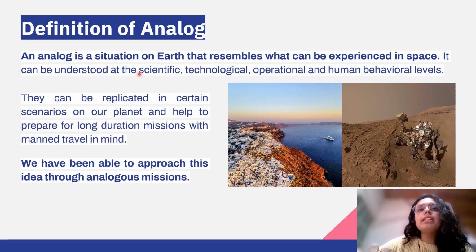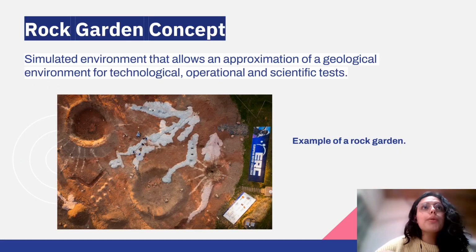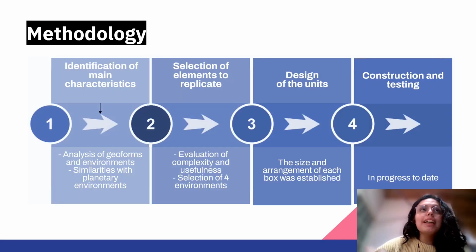An analog is a situation on Earth that resembles what can be experienced in space. So the rock garden is a simulated environment that approximates a geological environment, collecting its fundamental features without the need to reproduce all its complexity in order to perform different tests. The idea of this project and of the station is to be simple, practical, and low cost.